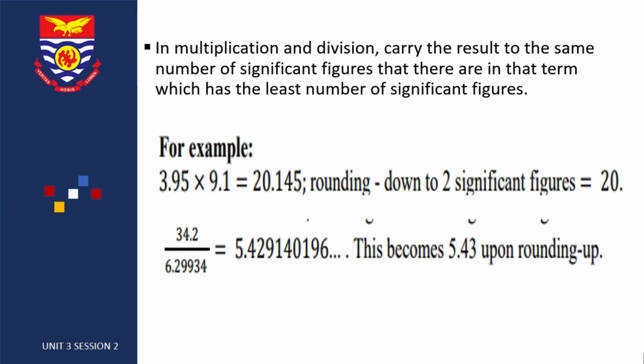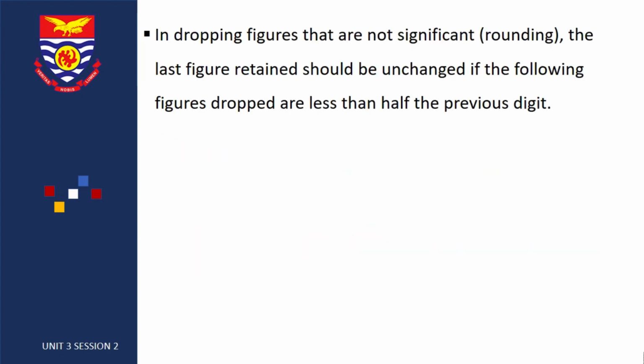And when we divide, we must also do the same. So in our division, we have 34.2 divided by 6.29934. Since the least number of significant figures is three, we must round our final answer to three significant figures, and that will give us 5.43.